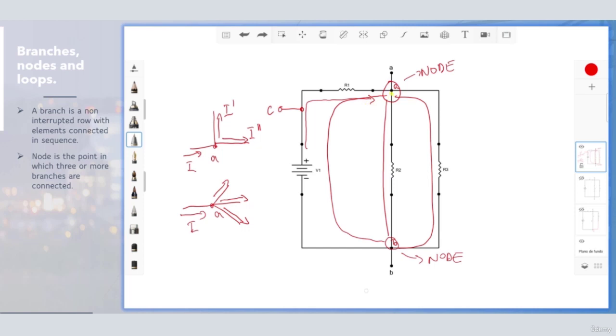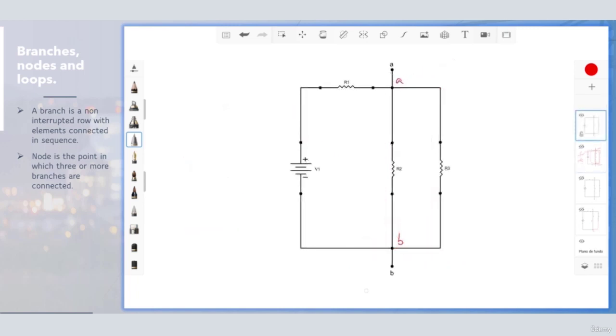When this current reaches the node A, it is divided into a current that goes to the resistor 2 and another current that goes to the resistor 3, and when these 2 currents get to this point B, they get together and result in the same current that needs to go back to the negative of the voltage source. So this is the difference between a point and a node. In a point the current is not divided, but in a node the current is divided.